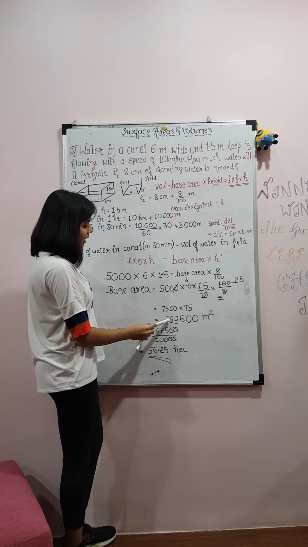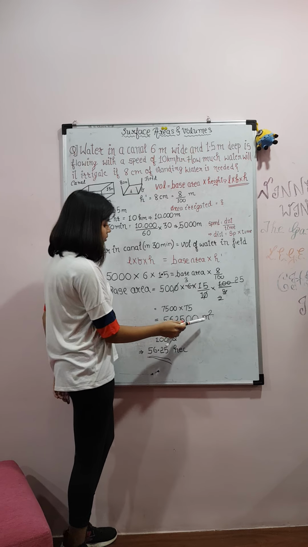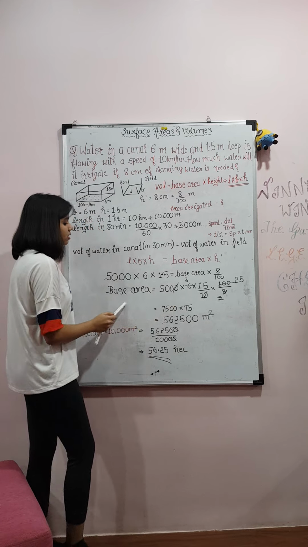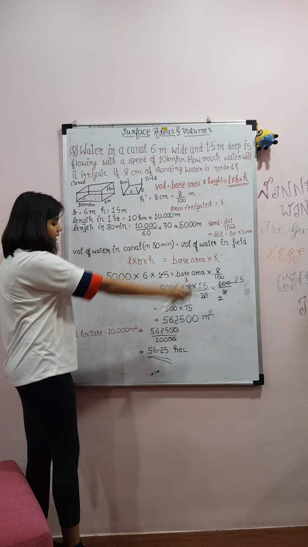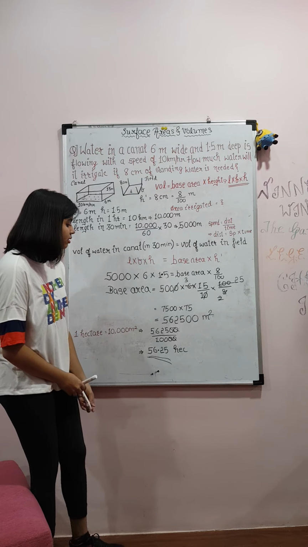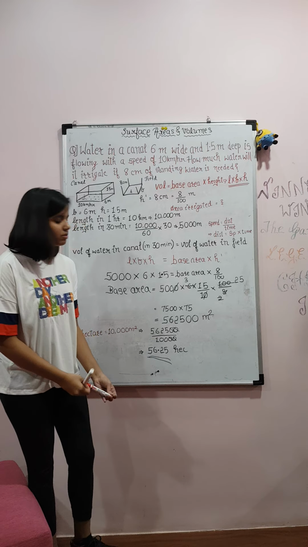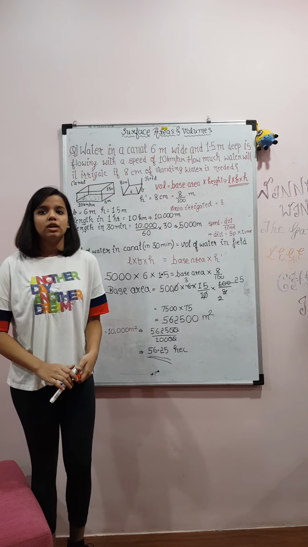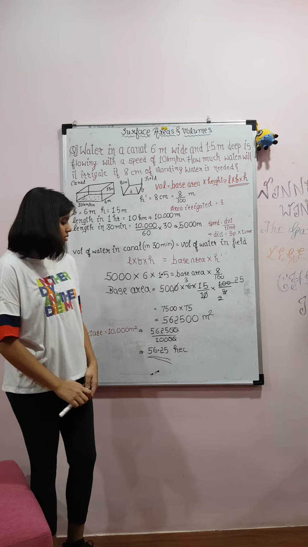So 5,62,500 meters square is the base area, which is the area irrigated. We can write it in meter square, but it is more accurate to write it in hectares.